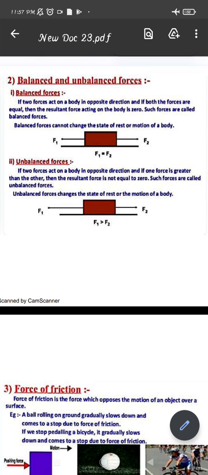and this object will move to the one side itself where you are pulling and the other one is pushing. So both will act in the same direction. So here the force will be 10 Newton. So the resultant is not 0. So this force is said to be the unbalanced force.